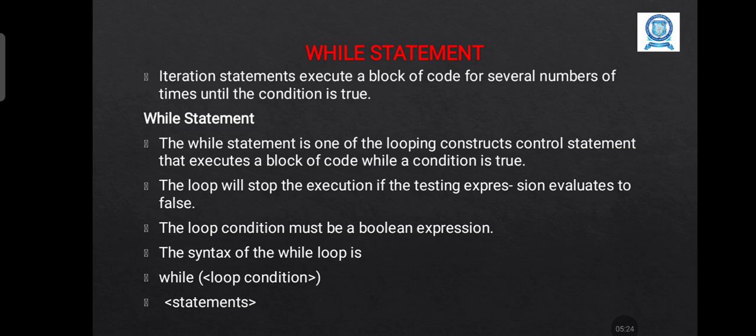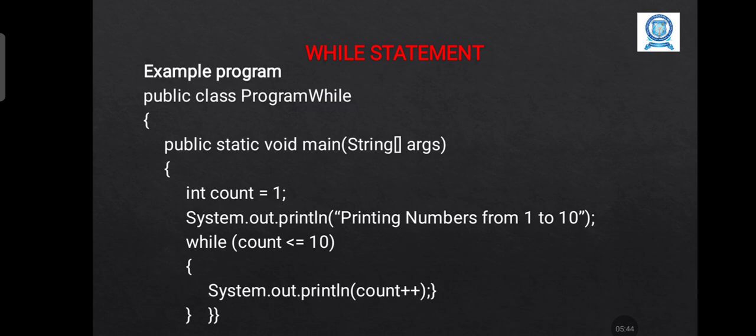The syntax is while. We will use the keyword while. Inside the bracket we will mention the condition. Following that we will have the set of statements. So until the condition is true, the following set of statements will be executed. When the condition becomes false, the loop will be terminated. Here is the example. Here we have the program. We have the loop with the condition while count lesser than or equal to 10.